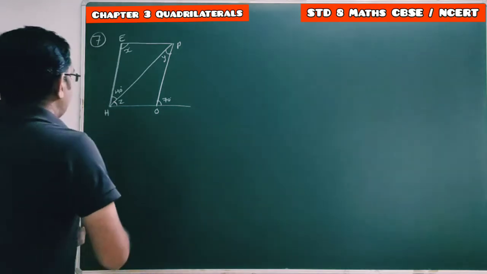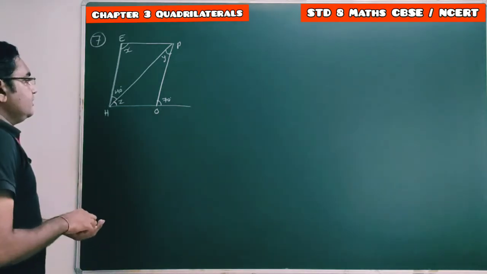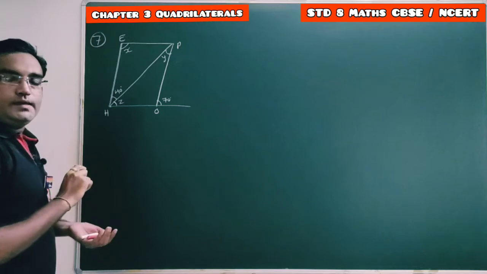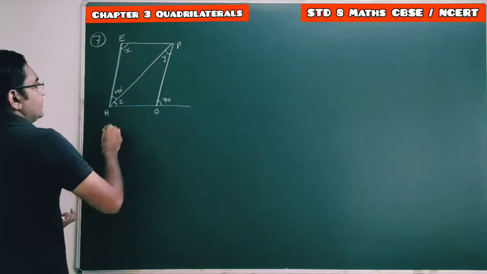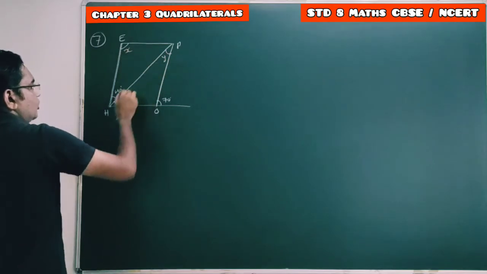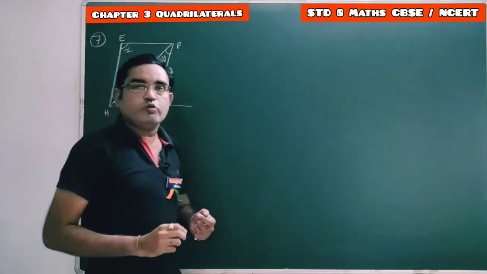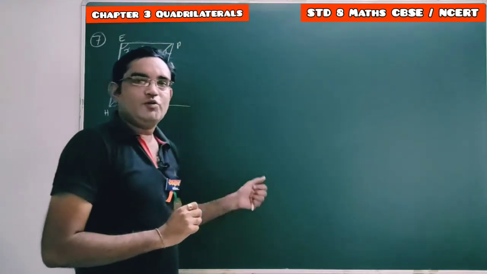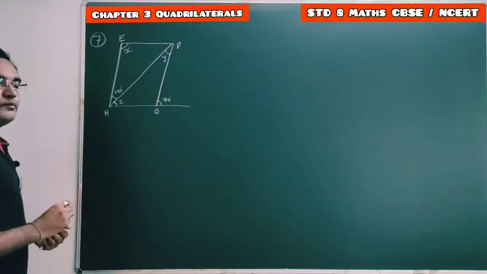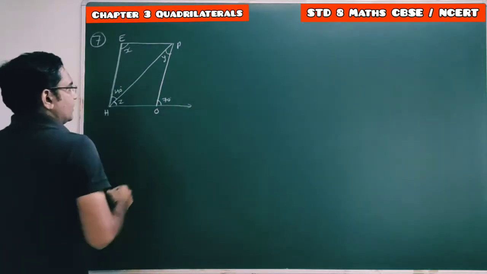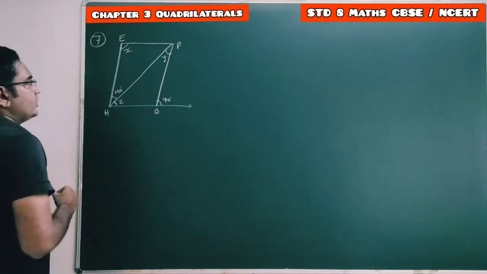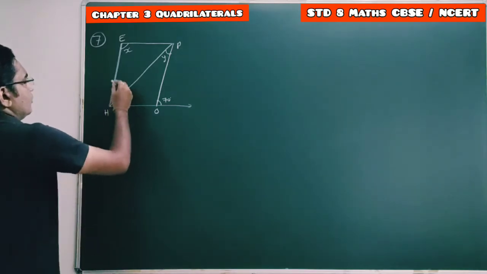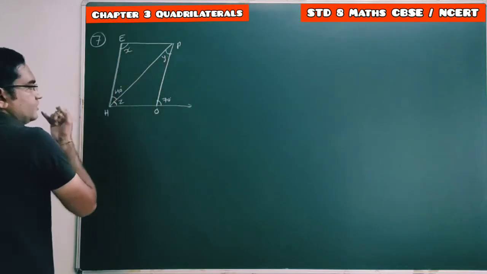Okay friends, now question number 7. So here HOPE is the parallelogram, and we have to find the value of the unknowns X, Y and Z, and also mention the property used to find them. That means whichever property we use, we have to mention it. Done. So let's try to solve this question. A very good question. So unknowns are X, Y and Z.